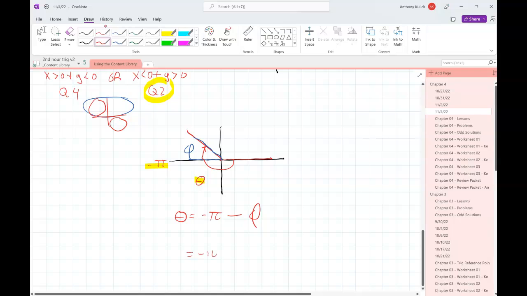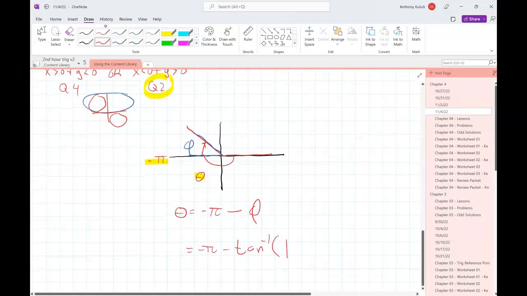So the way I calculate that angle phi is I'm just going to take the inverse that I'm given in the problem, but I'm going to do the absolute value of the insides there.